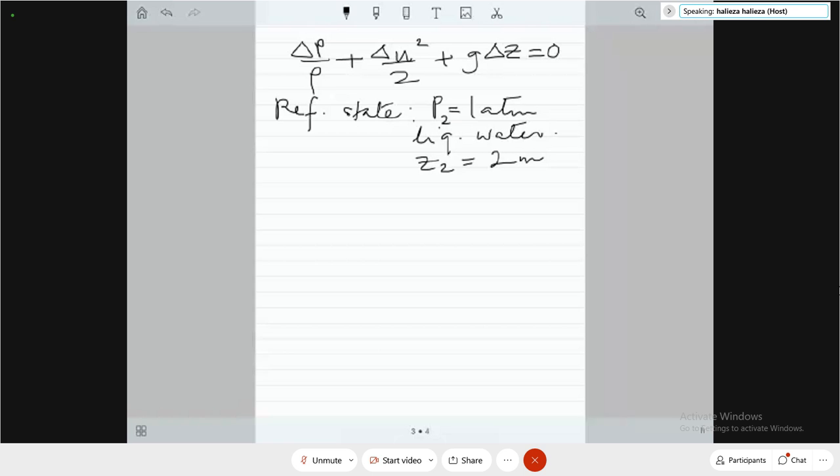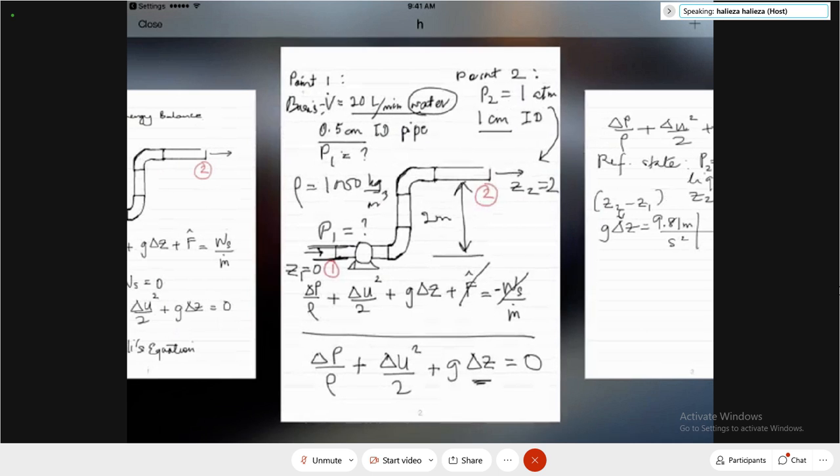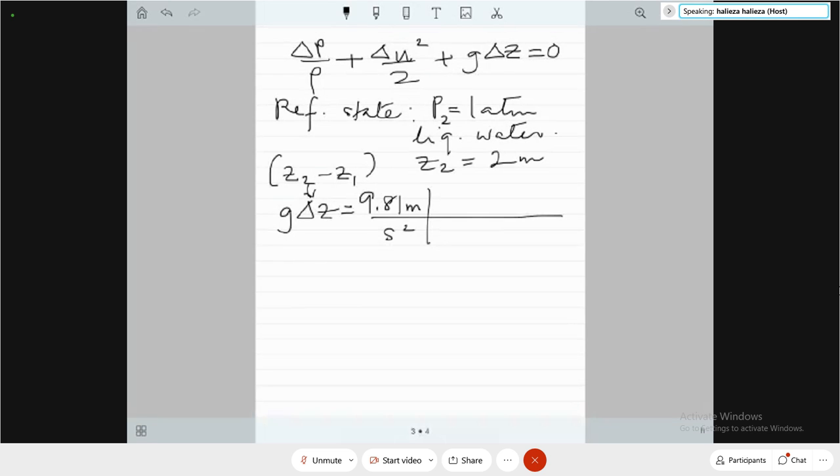Now let's look at our difference in height, times gravitational acceleration, in meter per second squared. Difference is always Z2 minus Z1. That is the difference in height. Z2, if we look at the diagram, is 2 meter. Z1 is 0. So Z2 equals 2 minus 0, in meter. If you calculate that, the unit will be meter squared per second squared.